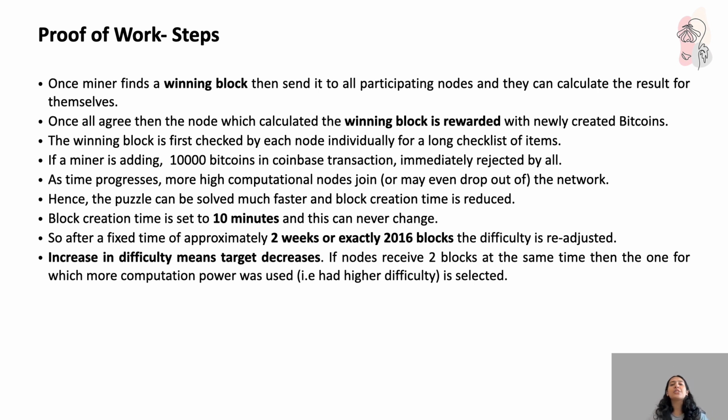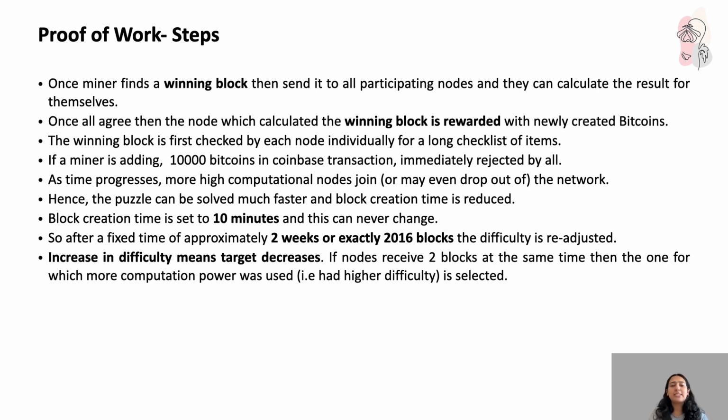The winning block is first checked by each node individually for a long checklist of items, right? For all the transactions, for the nonce value, and everything, right? If a miner is adding 10,000 Bitcoins in Coinbase transaction, it is immediately rejected by all. So if I just make up a wrong transaction, I will get immediately rejected.